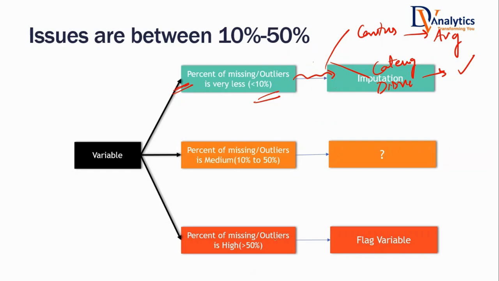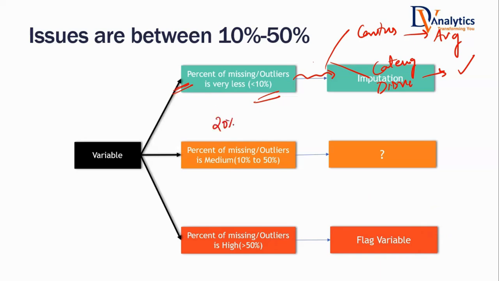That is one scenario. If the percentage of missing, or the percentage of outliers, or the percentage of issues is more than 50%, then what will you do? Sir, we'll drop the column and create a flag variable. At most, you can create a flag variable. Flag variable takes how many values? Two values, 0 and 1. 0 means missing, 1 means available.